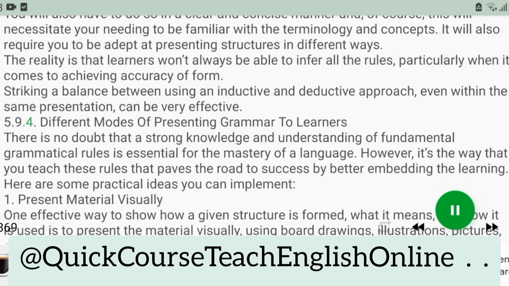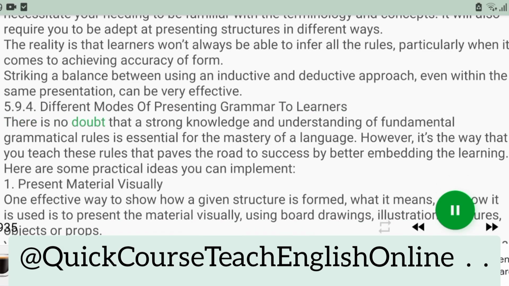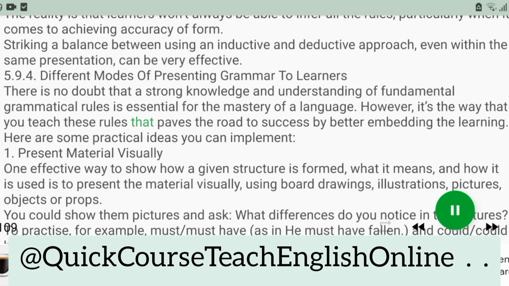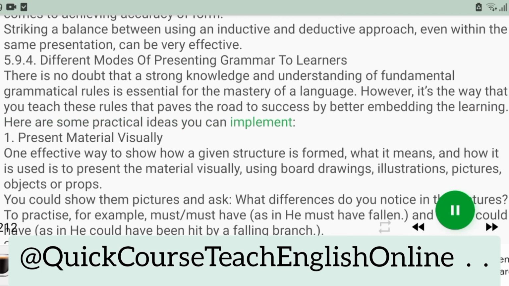5.9.4. Different modes of presenting grammar to learners. There is no doubt that a strong knowledge and understanding of fundamental grammatical rules is essential for the mastery of a language. However, it's the way that you teach these rules that paves the road to success by better embedding the learning. Here are some practical ideas you can implement.